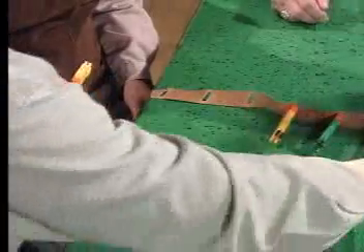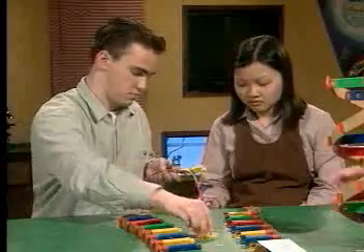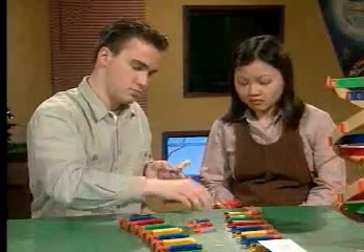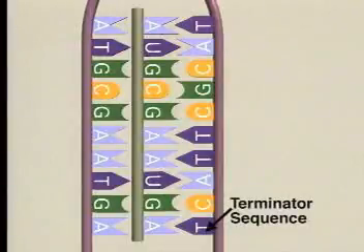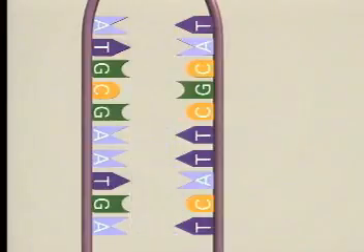Now the synthesis of messenger RNA is initiated by enzymes and transcribed from the DNA molecule. It is processed into a single strand of nucleic acid by the enzyme RNA polymerase. RNA polymerase continues transcribing until it reaches a terminator sequence. The terminator sequence signals the RNA polymerase to stop transcribing and to release the messenger RNA molecule. Then the DNA molecule reforms.